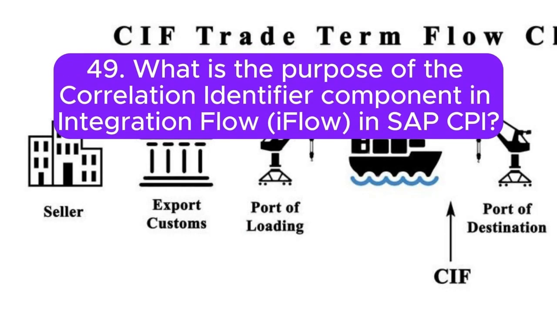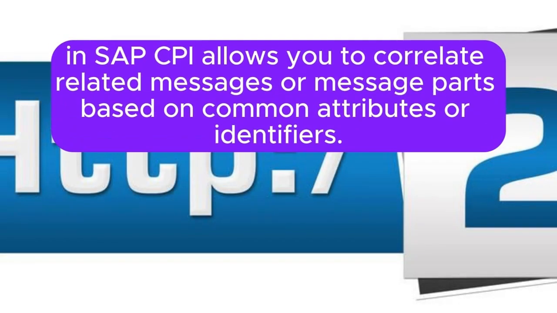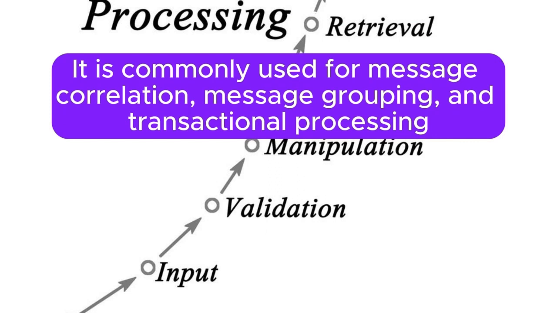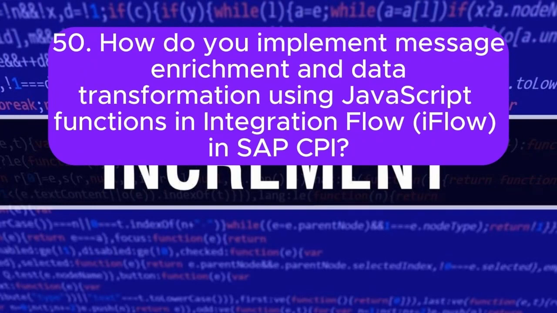49. What is the purpose of the correlation identifier component in an integration flow (iFlow) in SAP CPI? Answer: The correlation identifier component in iFlow in SAP CPI allows you to correlate related messages or message parts based on common attributes or identifiers. It is commonly used for message correlation, message grouping, and transactional processing in integration scenarios where message ordering and integrity are critical.